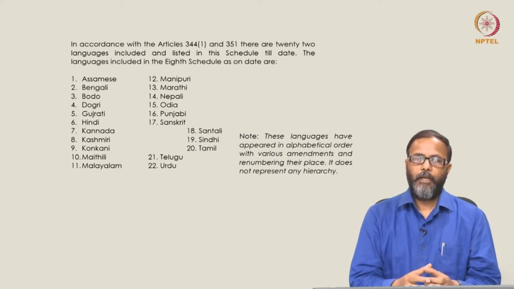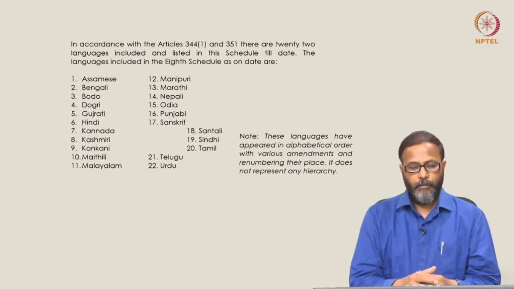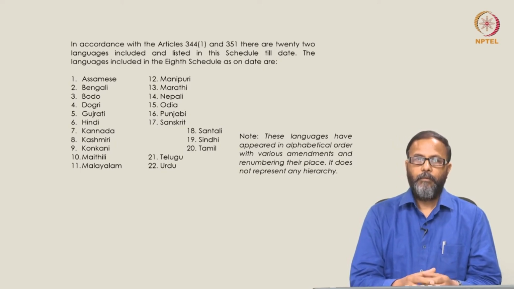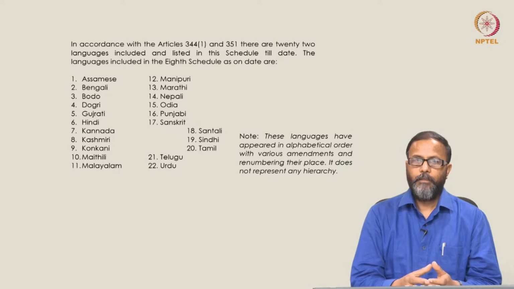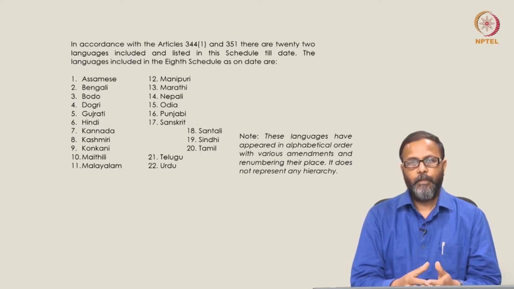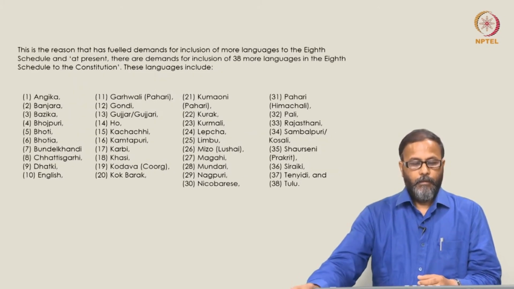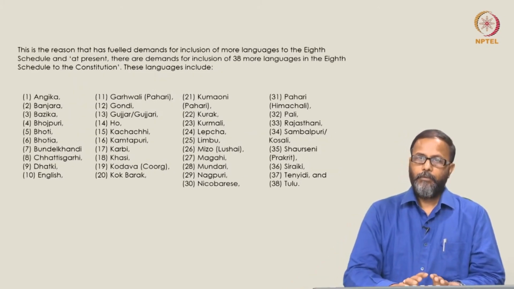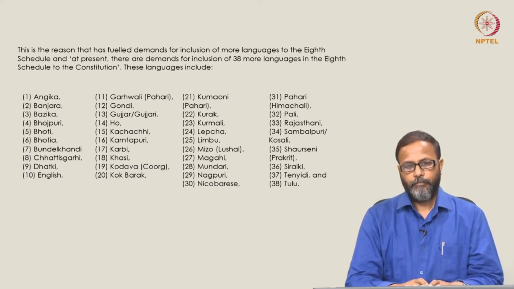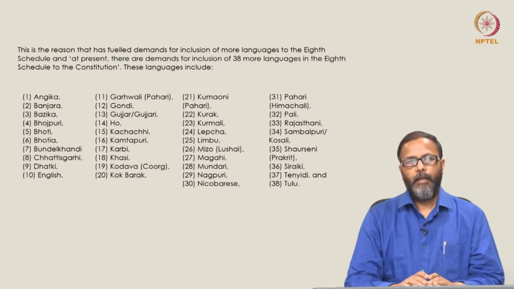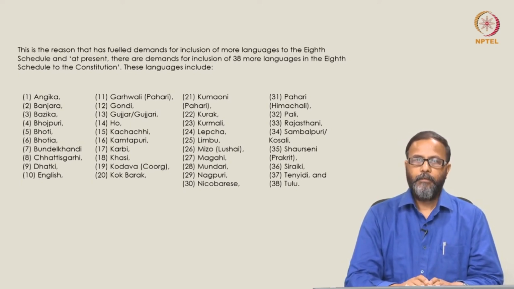So we have 22 languages so far, and in the majority of these languages we have official domains where they are used for local governance in different provinces or states of the country. And as I told you, the demand for inclusion in the 8th schedule is very high, and a number of languages are contesting to be included in the list.